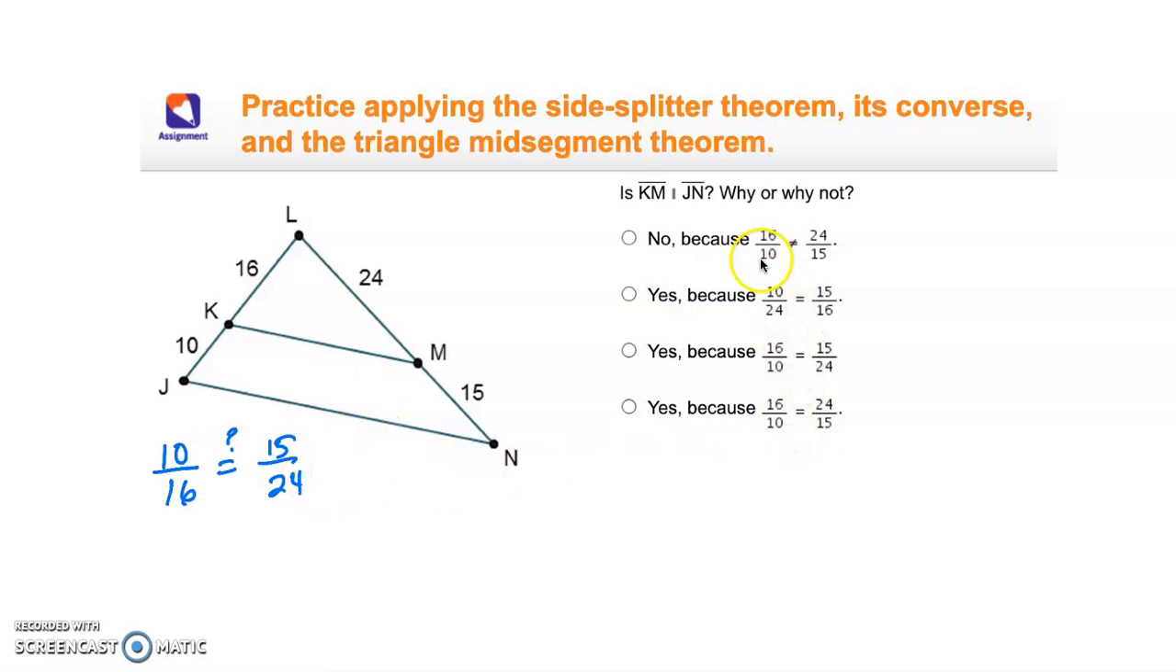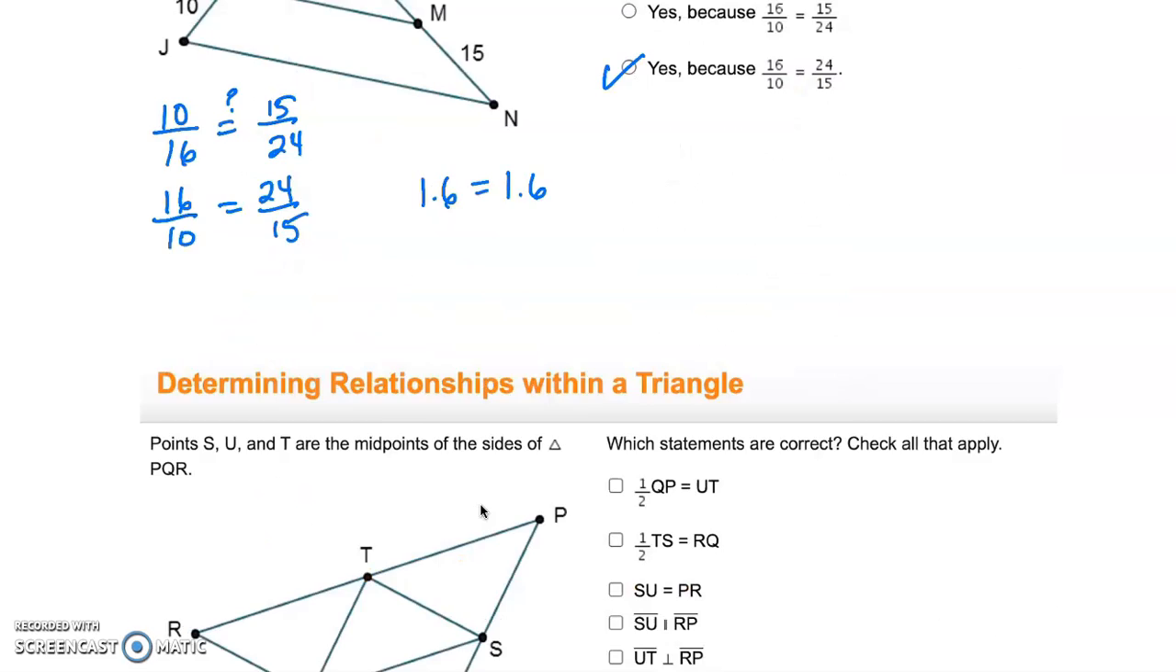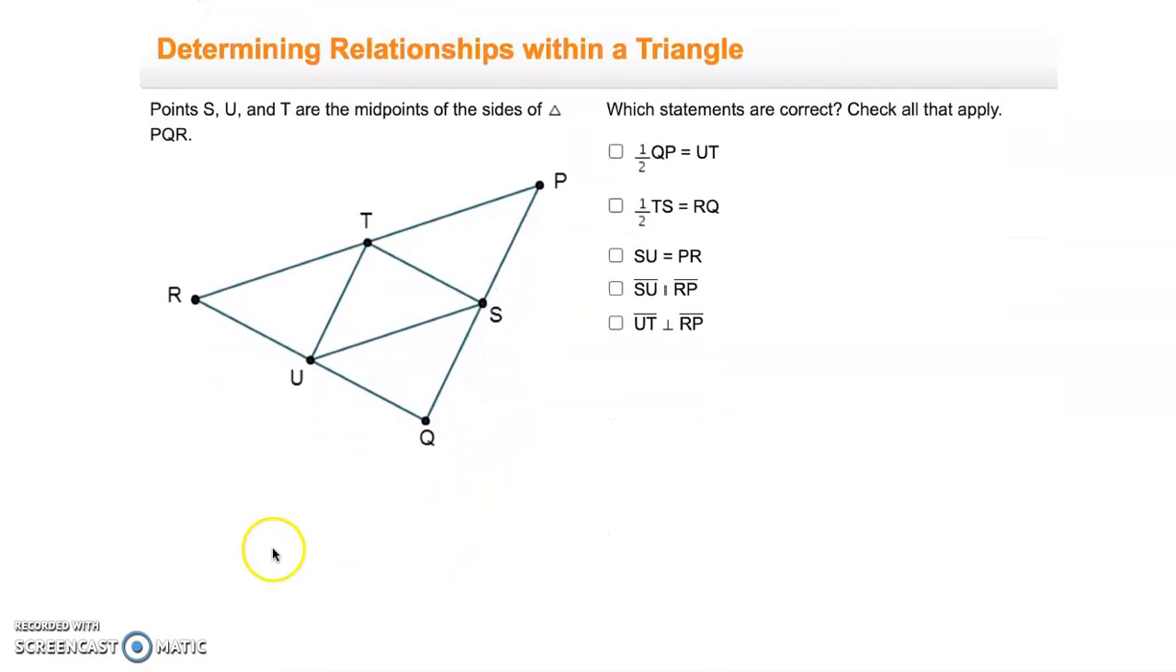Now, I look over here and I notice I have 16 over 10, so I could rewrite that as 16 over 10 equals 24 over 15. And if we worked that out, this would be 1.6 equals 1.6. So yes, that is true. 16 over 10 equals 24 over 15. So pause the video and see if you can find which statements are correct in this one.